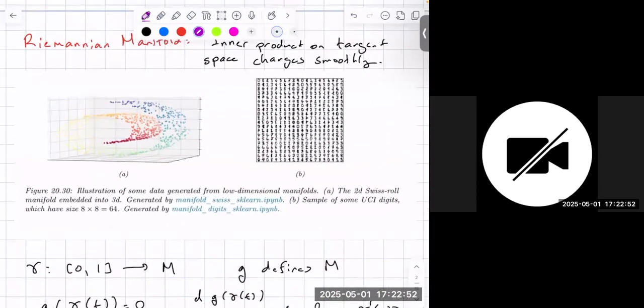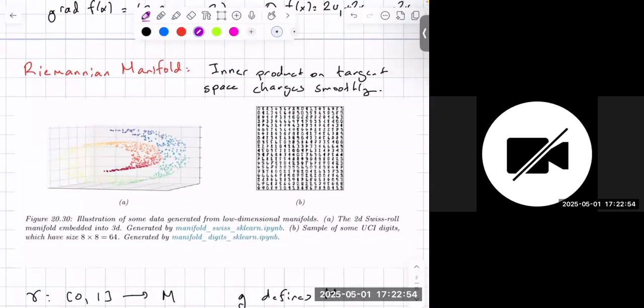So here's an example. Swiss roll data on the left.